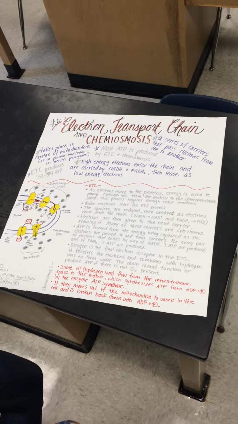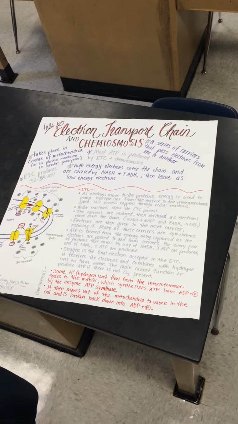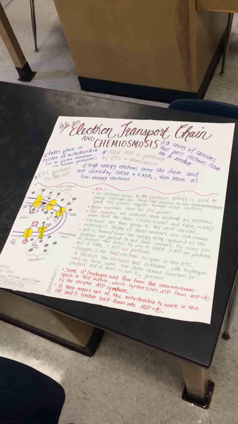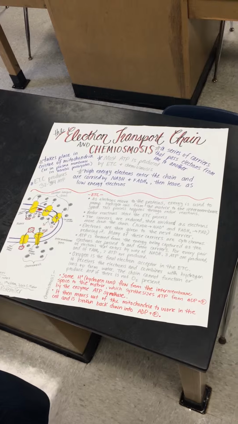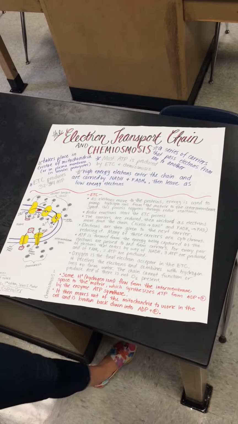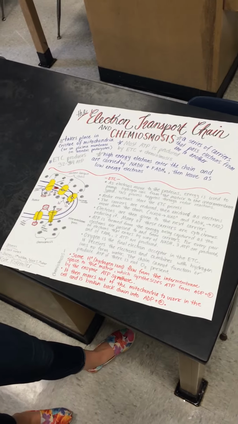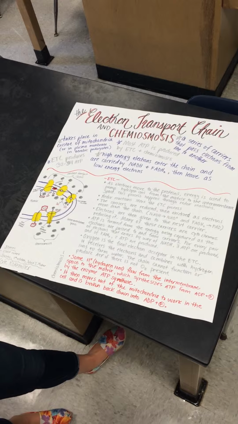The carriers are reduced and then oxidized as electrons move down the chain. NADH turns into NAD plus, and FADH2 turns into FAD. Electrons are then given to the next carrier, reducing it. Many of these carriers are cytochromes.